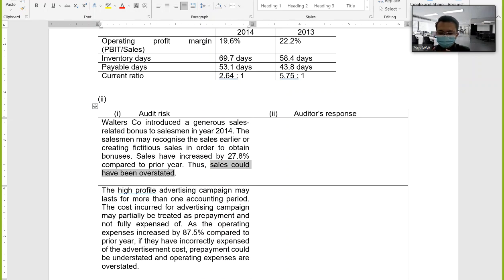The problem over here is the cut off, wrong cut off. Salesmen recognize the sales earlier. Next year's sales I recognize now is a wrong cut off because the sales are not put inside the correct accounting period. So your response is to conduct cut off test.